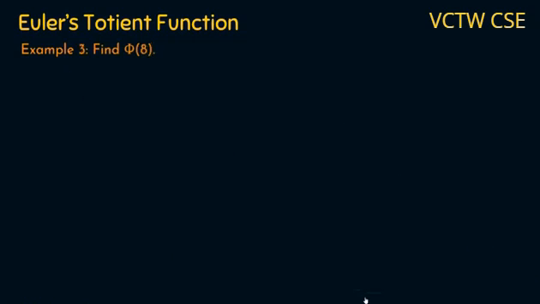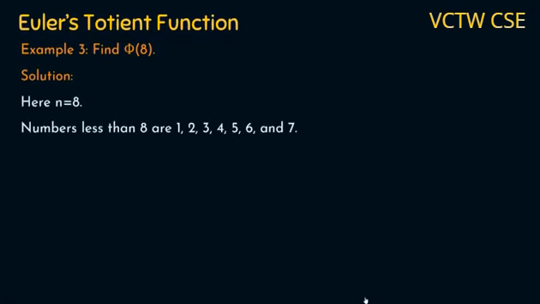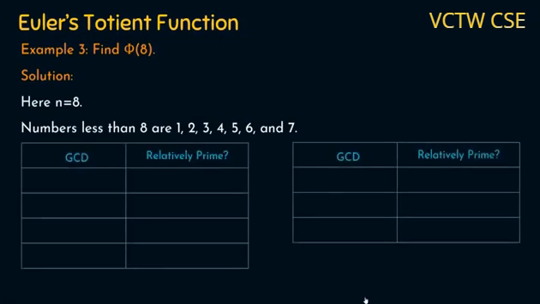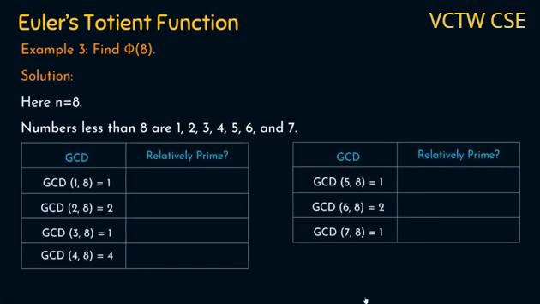Find phi of 8. So we are going to adopt the same methodology that we had followed in both the examples previously. So the solution goes like this. Here n is equal to 8. So we are going to list the numbers that are less than n, which is from 1 to 7. So we are going to compute the GCD, right? So GCD of 1, 8, 2, 8 up to 7, 8.